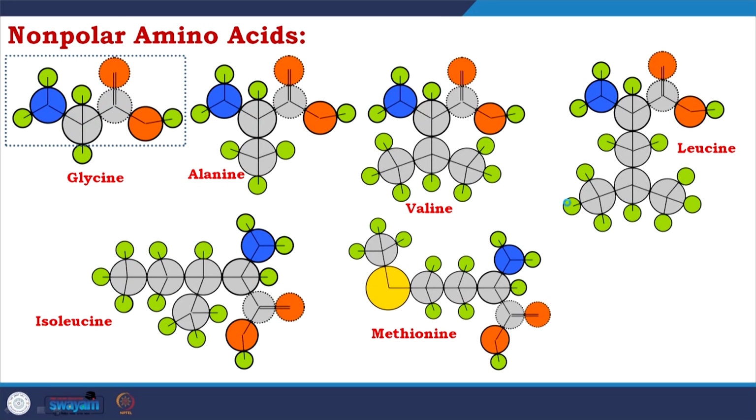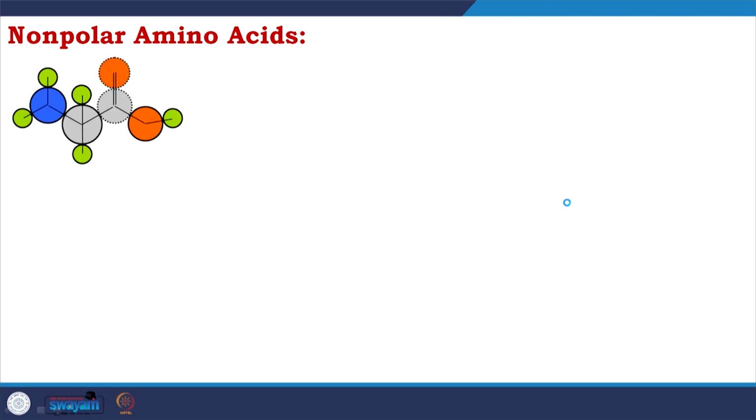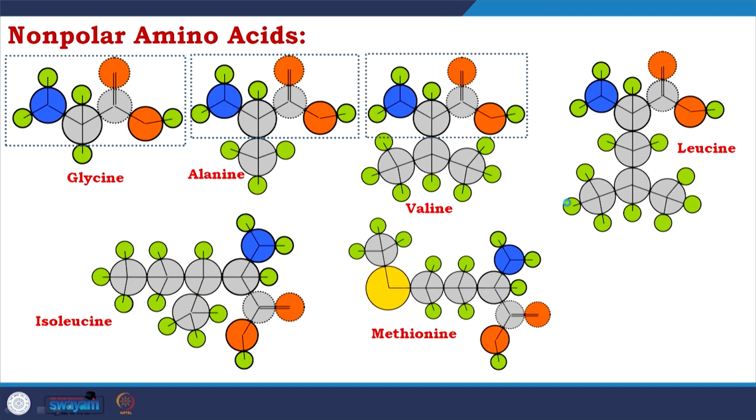You see, in glycine you only get a hydrogen, in alanine you get a carbon with 3 hydrogens, so a CH3 group. Here they are single bonded. So, if you go back to the model where the carbon single bond is used, okay. Again in valine you see the CH, CH3 whole 2 is there. In leucine you get CH2, CH, CH3 whole 2.